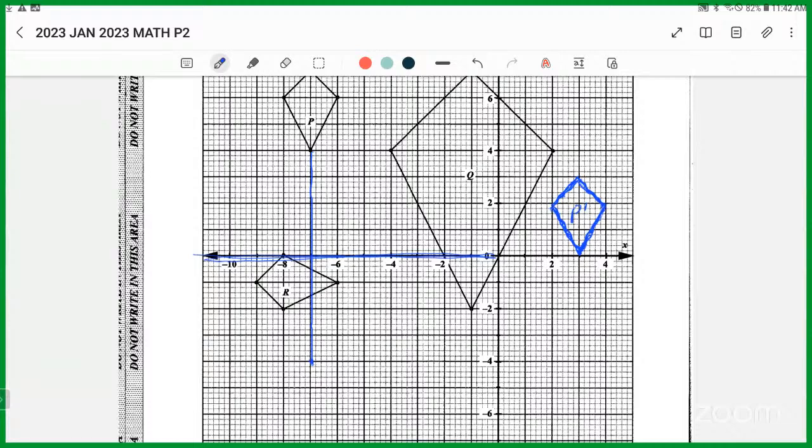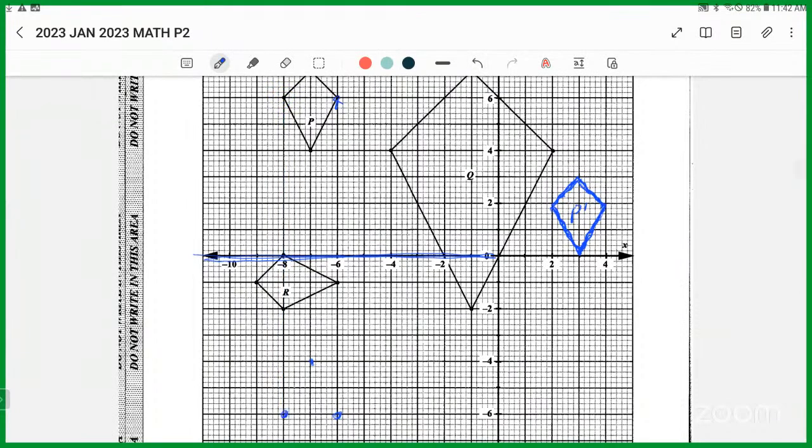And this point is what? 1, 2, 3, 4, 5, 6. You're going to go the same distance on the other side. 1, 2, 3, 4, 5, 6 to here. And this one obviously is right across from it. So we can put it right across over here.